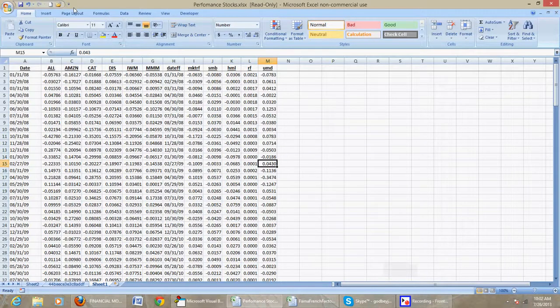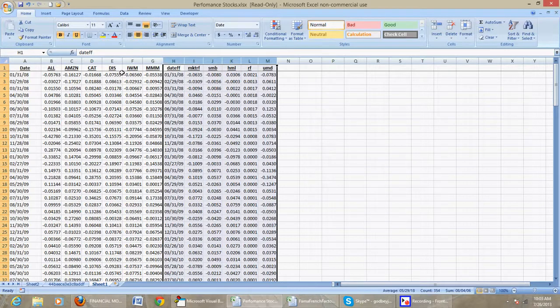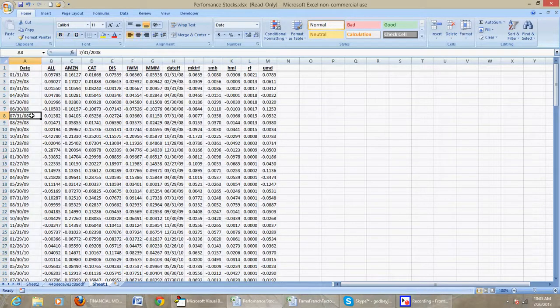Okay, here's performance measurement. Now I've already made some changes. This is from what's on Desire to Learn right now. All I did was do the pivot table and get the dates lined up. You want to make sure this is the Fama French stuff right here. You want to make sure those dates line up with the dates with your stocks, and I will tell you what date to start with.